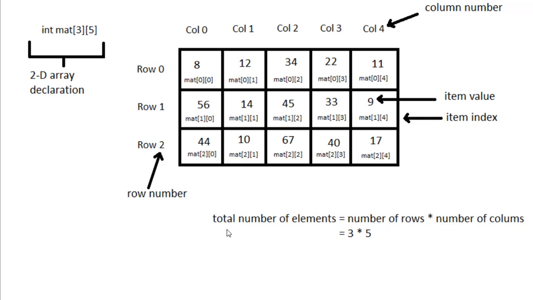In order to find the total number of elements that this array will be able to hold, we multiply the number of rows by the number of columns. So 3 multiplied by 5 will be 15. You can save all the items here.